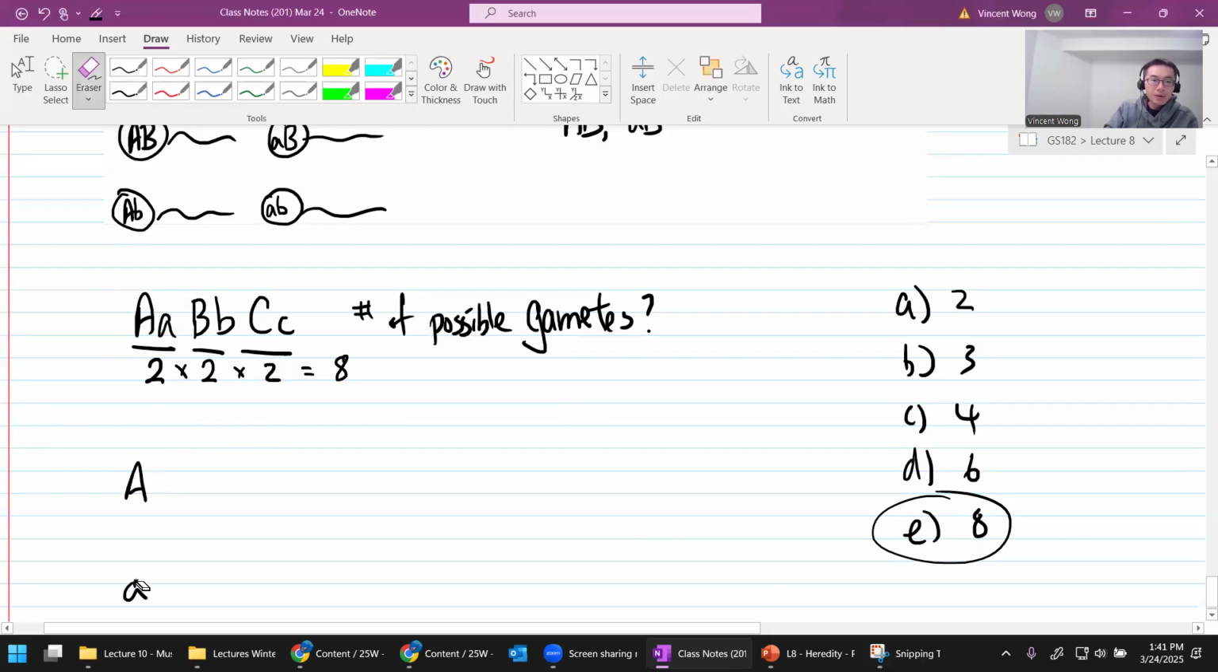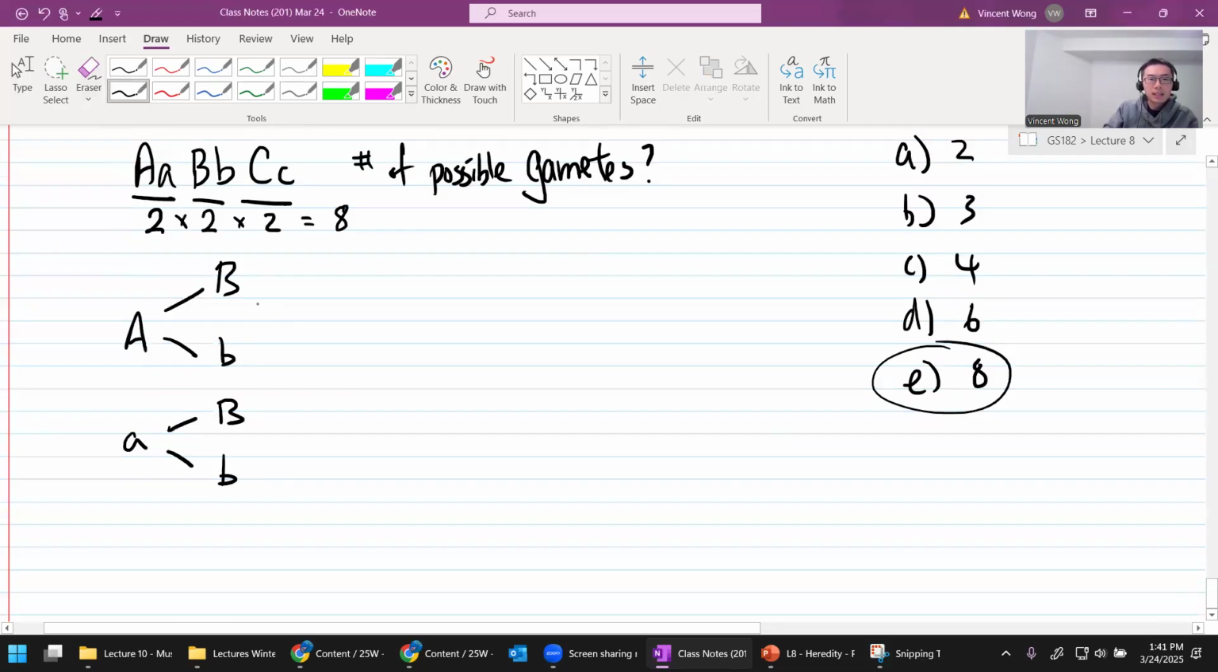Now, if you want to see them all, you can look at it like this. You can have big A or small a, and whether it's big A or small a, you can combine it with a big B or a small b. And then you can also combine with a big C or small c. Big C, small c, big C, small c.